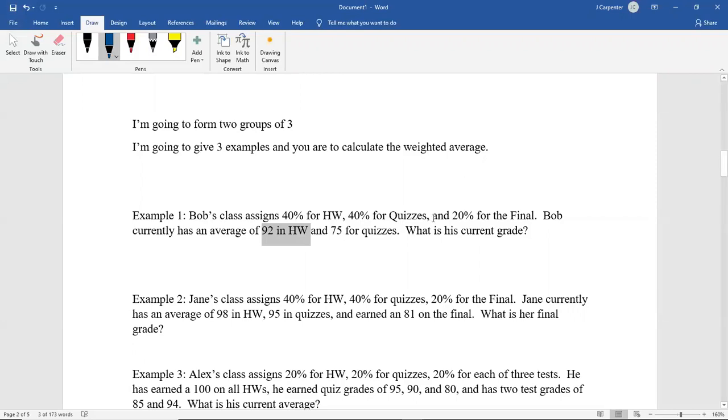So let me ask y'all a quick question. Do you use this 20% in that formula for example 1 at all, yes or no? No. Because there is no final exam grade given. That is good. I just wanted to make sure we were on that same page. So it's the 40s and the 92s and 75s. Which numbers are going to be going in the bottom of the formula? Is it the 40 plus the 40 or the 92 and the 75? Again, the bottom. The 40 plus the 40. Good.